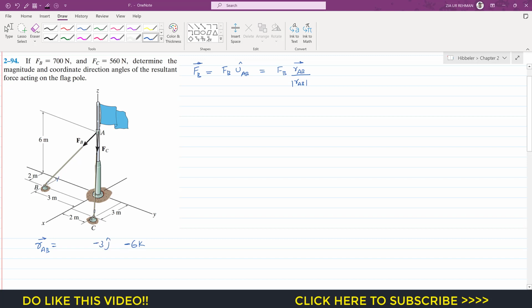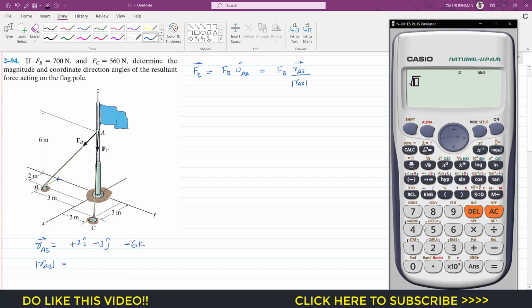And then from here to here, I need to move 2 meters in the positive x direction, that is in the positive i direction. So I have to write plus 2i. So this is the position vector from A to B. Now we can find its magnitude as well. We can find the AB magnitude directly using the calculator. We take the squares of these components and then the square root.